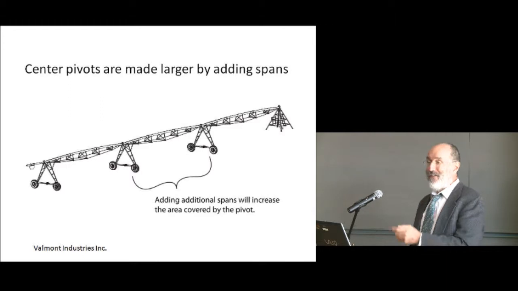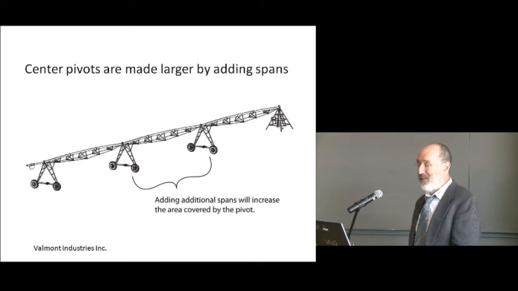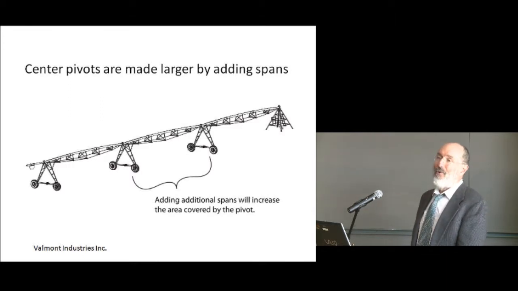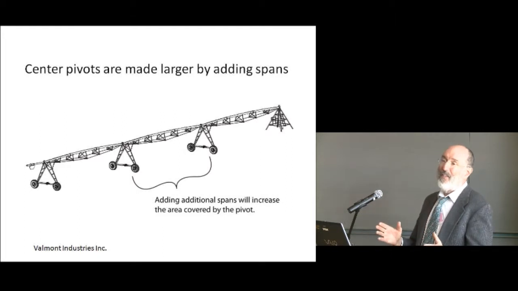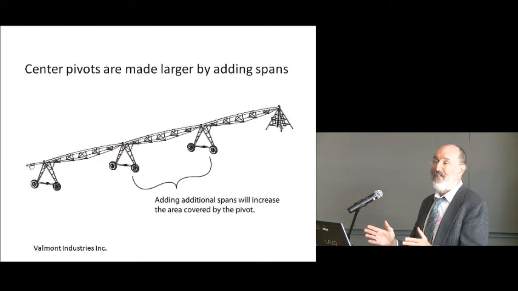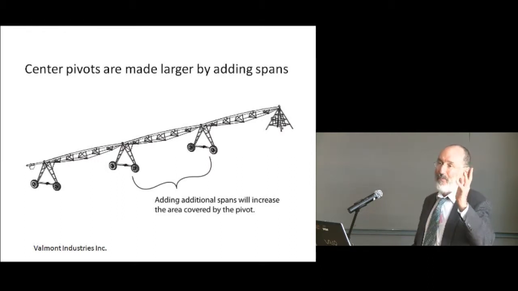Okay, here is a pivot, and this is courtesy of Valmont Industries. And the reason I'm showing you is just to explain what a span is. The span is the tool between the two sets of wheels. And the way you make a pivot larger or smaller is by adding or subtracting spans. These are extremely versatile. You can have them very big or much smaller.